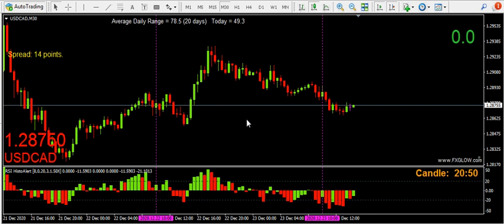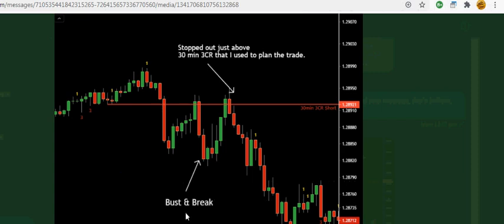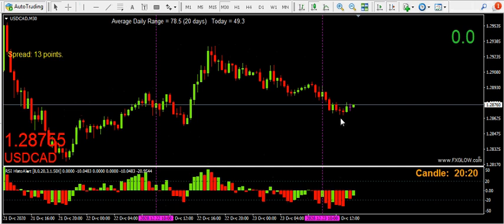For everyone else, this is a response to Rean on, I hope I'm pronouncing your name right, on Twitter, about a chart you sent me. US CAD 5-minute chart here. You can't see the RSI histo at the bottom, but entered on a break and close, 30-minute 3-candle reversal. So I'll go to my chart now. This is the 3-candle reversal.